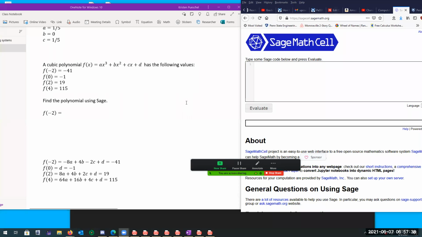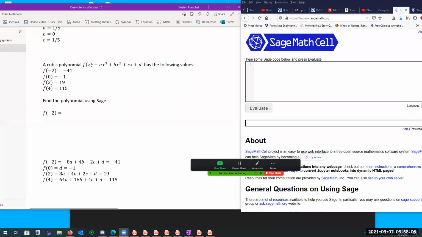In this problem, we're given a cubic polynomial where we don't know any of the coefficients. So we've got unknowns a, b, c, and d. But we are given some points that our polynomial goes through. We're told that f at -2 is -41, f at 0 is -1, f at 2 is 19, and f at 4 is 115.